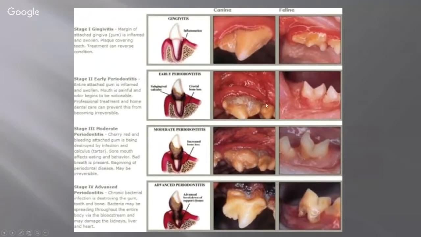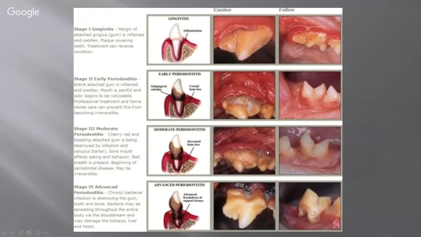Early periodontitis, which is stage 2, is where we start to get some pockets, a lot more swelling. It's a little bit painful, and we start to get an odor to the mouth. And this is how it looks in a cat. Doesn't look very significant in the cat. In fact, you don't see a ton of tartar on this tooth, but we're still having some deeper swelling here than just gingivitis.